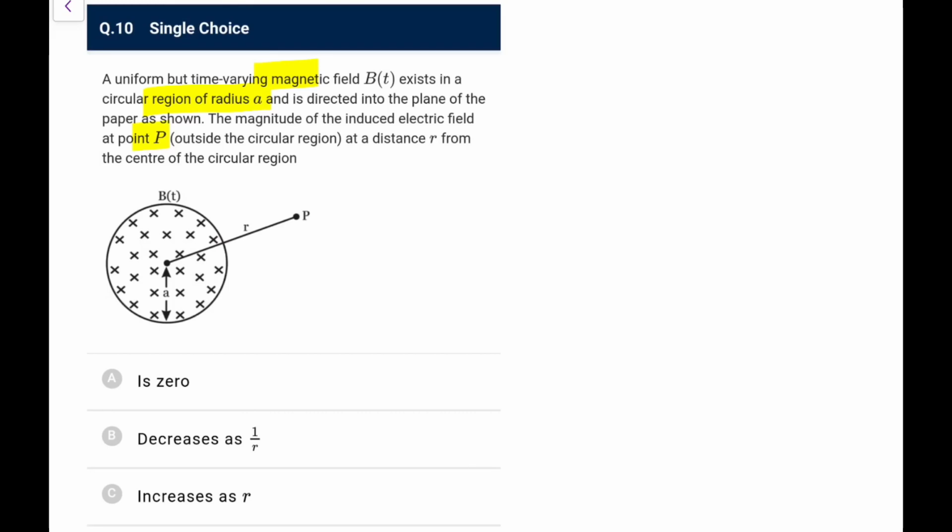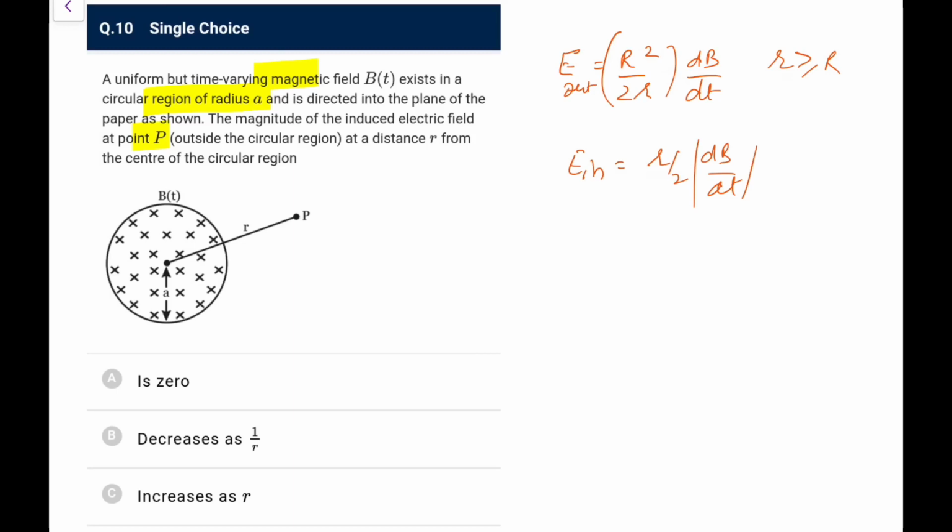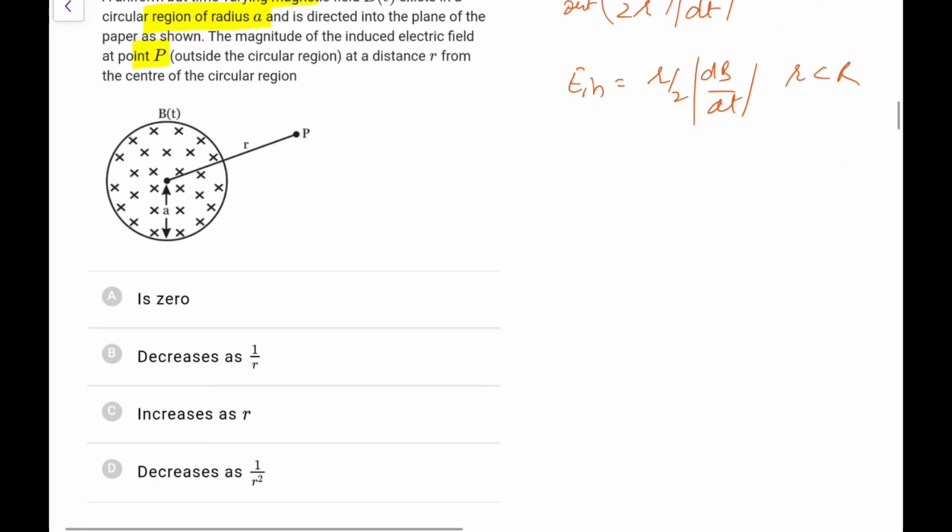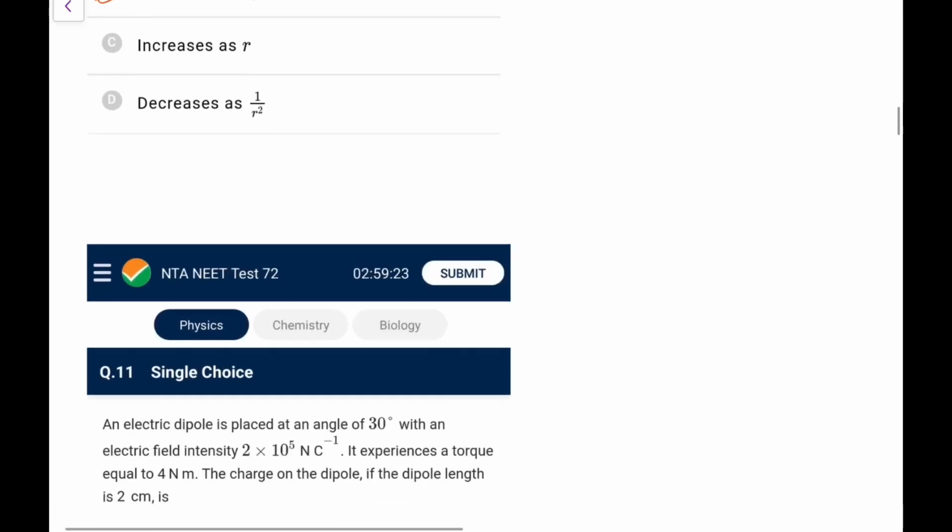So just remember, outside the region of this circular, or what we generally write as the cylindrical one, E is R square by 2R into dB by dt. That is for outside, and for inside it was proportional to R. This is for R greater than or equal to R, and for an inside point it is equal to R by 2 dB by dt. The magnitude basically you can talk about. So outside it would be inverse to R, so it will decrease as 1 by R. In the inside region it would have increased as R.